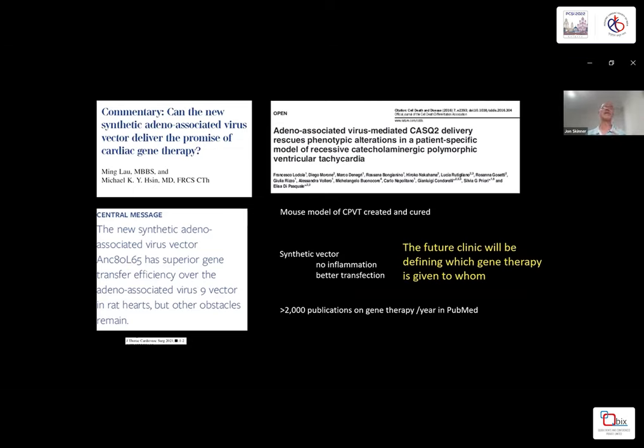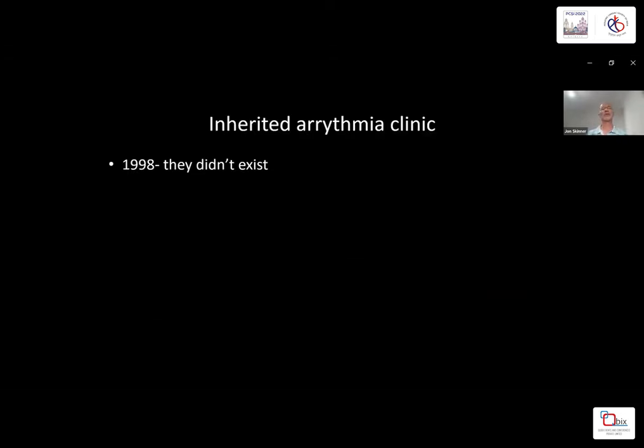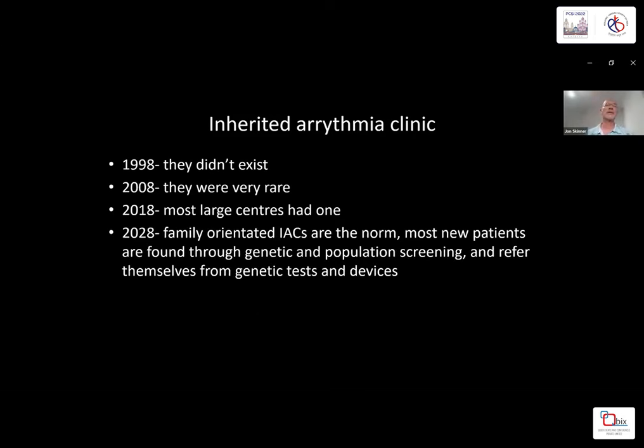And we're going to need to have these people in our registry so that when the therapy becomes available, we can give them a call and offer them this new therapy. So 1998, inherited arrhythmia clinics didn't exist. In 2008, they were still pretty rare. 2018, most large centers have one. 2028, family-orientated inherited arrhythmia clinics are the norm. Most new patients are found through genetic and population screening and refer themselves from genetic tests and devices.